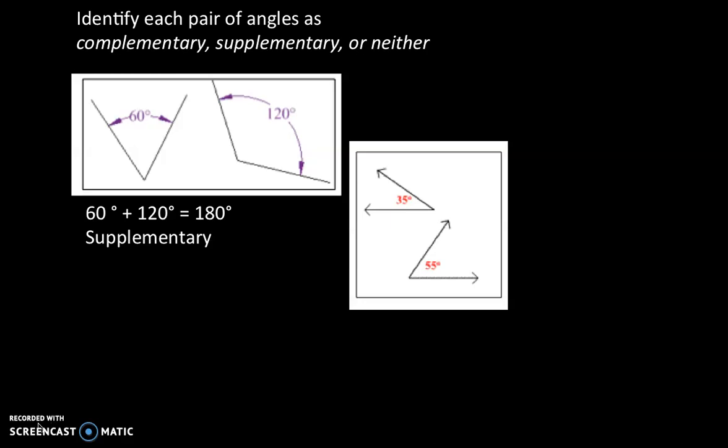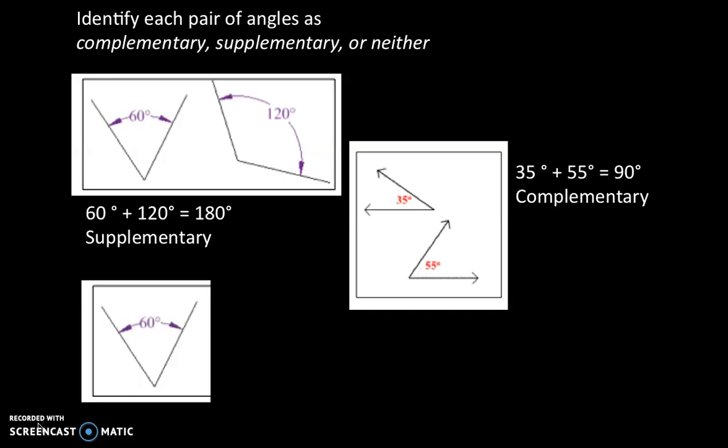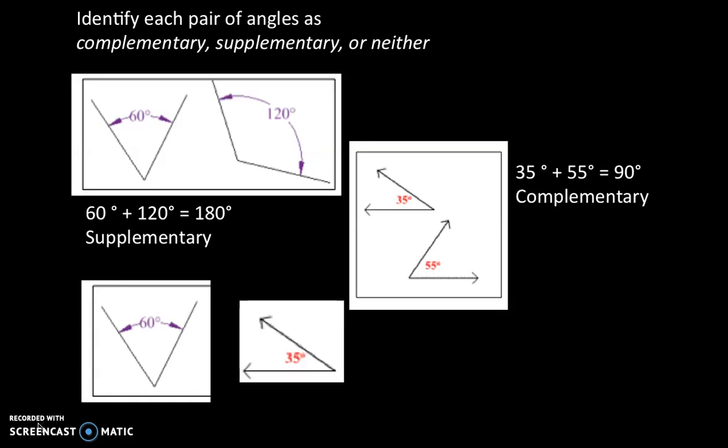Let's take a look at a different one. Here I have a 35-degree angle and a 55-degree angle. When I add those two together, I get 90 degrees. That means that these two angles are complementary. One last example, if I take that 60-degree angle and add a 35-degree angle, I come up with 95 degrees. That means that these two angles are neither complementary or supplementary.